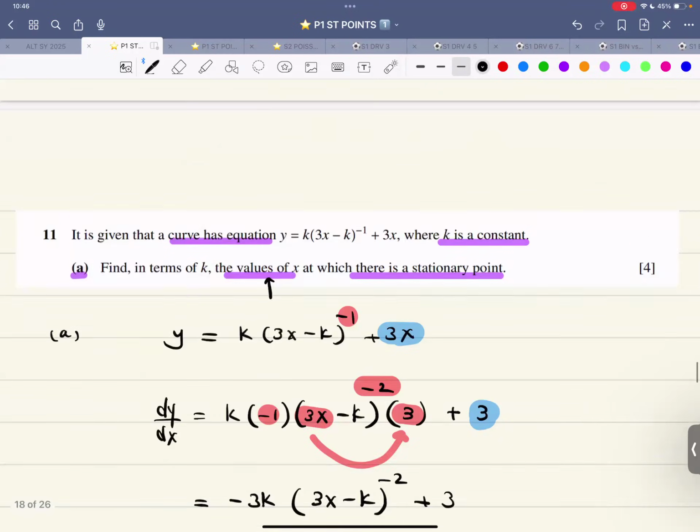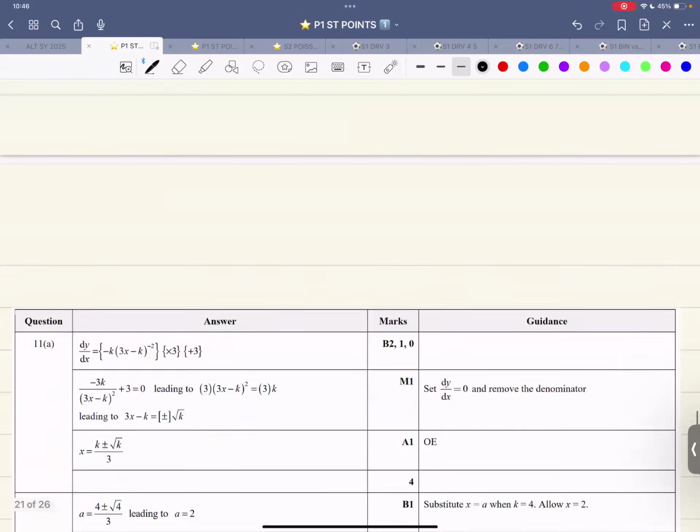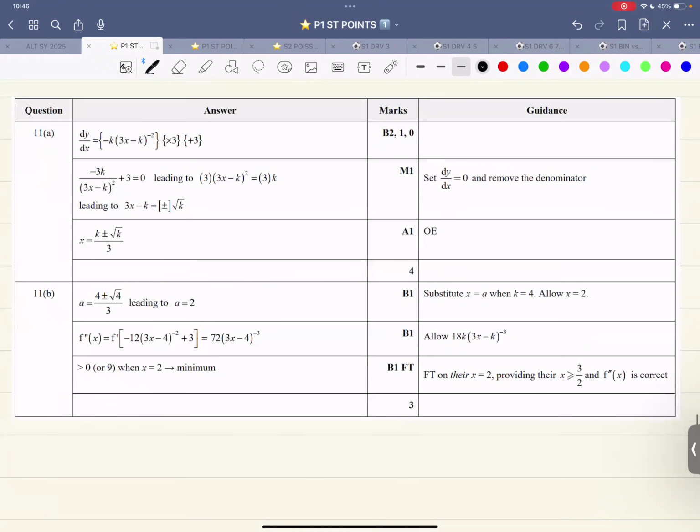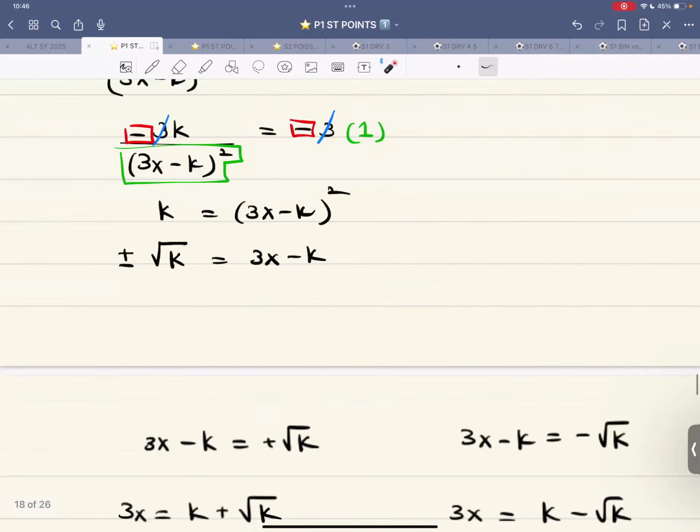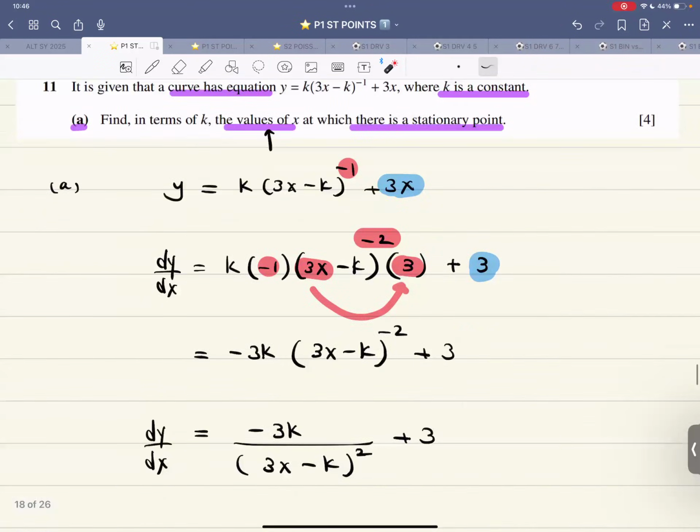And all this thing is for 4 marks. So let me just look at this. So they have written it collectively. I prefer to write it separately. K plus root k over 3 and k minus root k over 3. So this is all good, all clear. So 4 marks for this particular working.